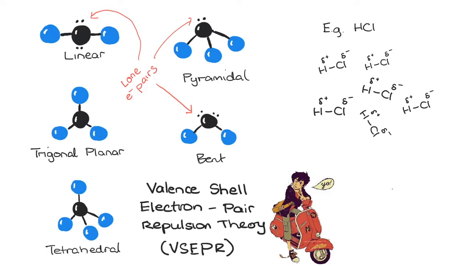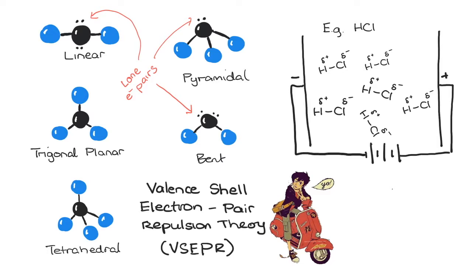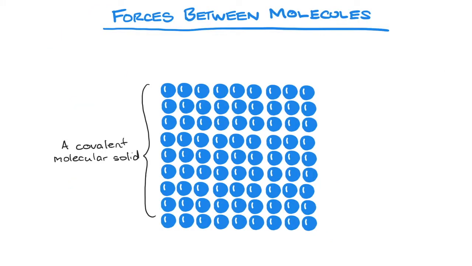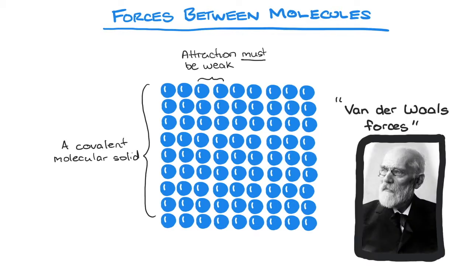For example, in the HCl molecule, when exposed to an electric field, it tends to line up. The melting and boiling point of covalent molecular substances are really low, which implies that the attraction between them as molecular solids is extremely weak, that is, in comparison to metals and ionic substances. The forces between these molecules are known as van der Waals forces, named after a Dutch guy who tried to explain them. They can be broken into three types.